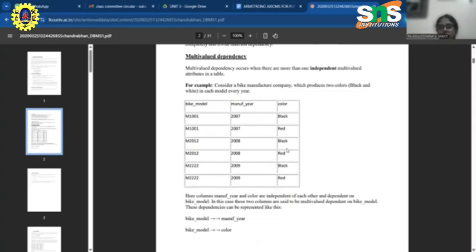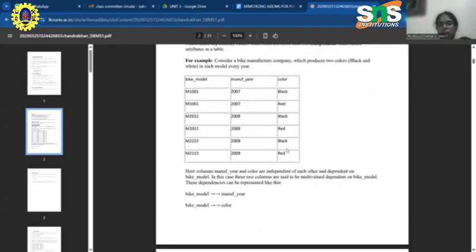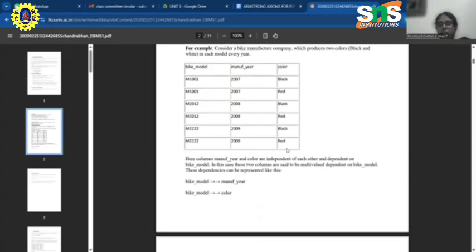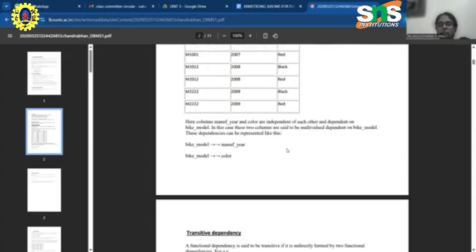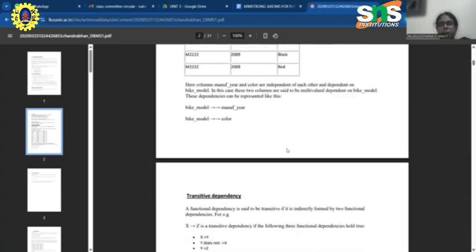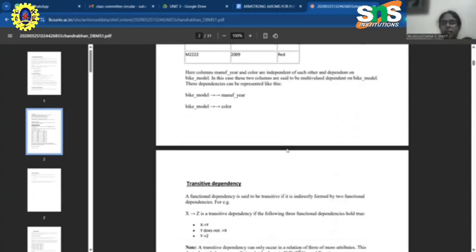We can represent this as bike model determines manufacturing year and color. Or we can represent bike model determines manufacturing year and bike model determines color. So this is an example for multi-valued dependency. So more than one attribute is dependent on a single attribute means that particular dependency is called multi-value dependency. Hope you understood till that.